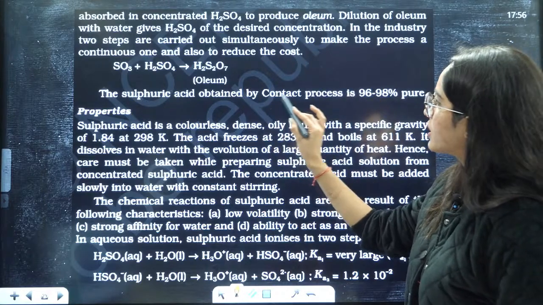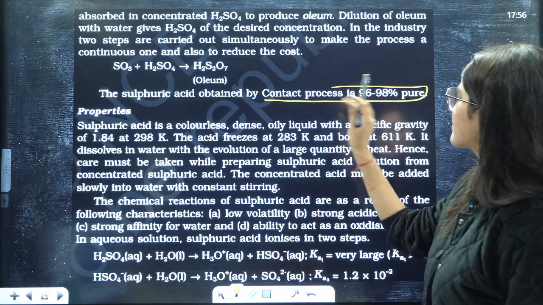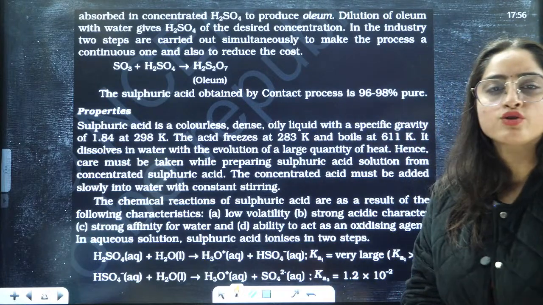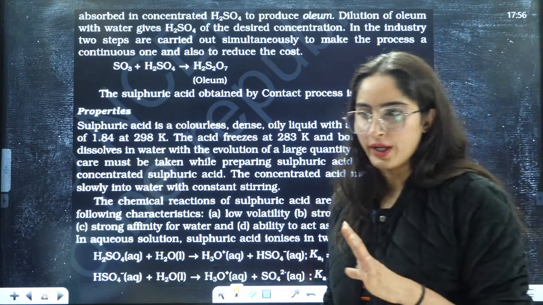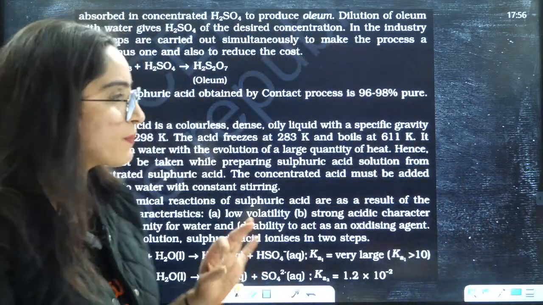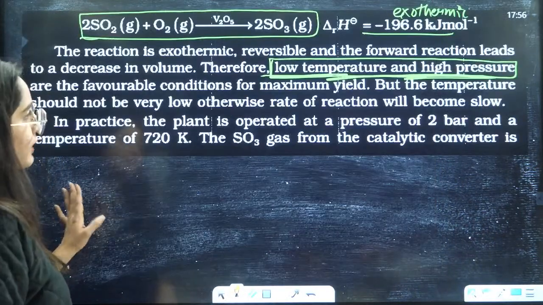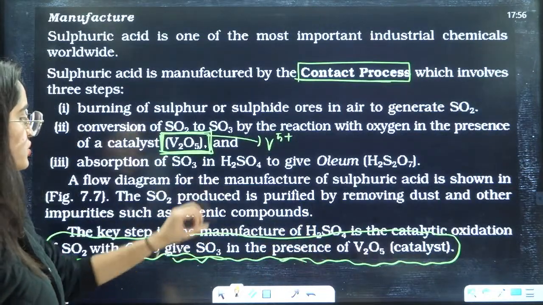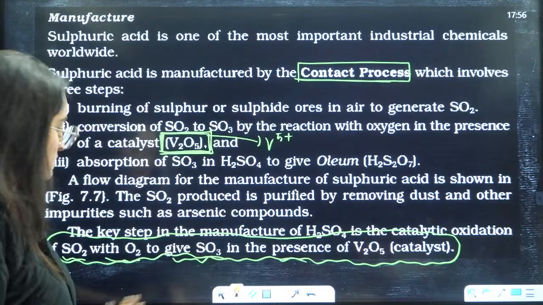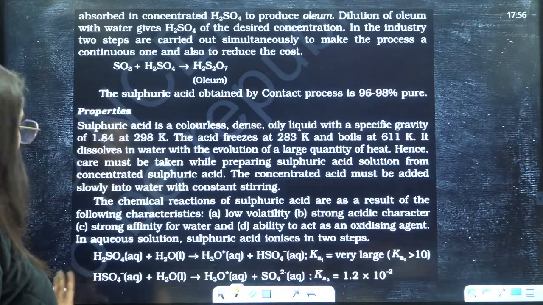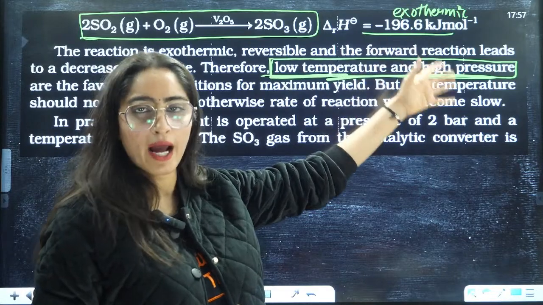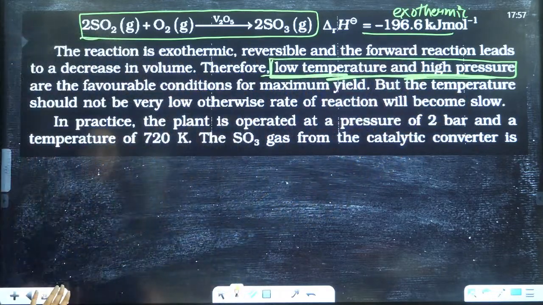They are telling about the sulfuric acid that is obtained is 96 to 98% pure. Not very important. Now let us talk about the properties of sulfuric acid. For preparation, what you need to remember are all these lines. Vanadium oxide is used, which oxidation state, process name, right? All these things are important. What are the conditions? Low temperature, high pressure, these are the conditions, right?